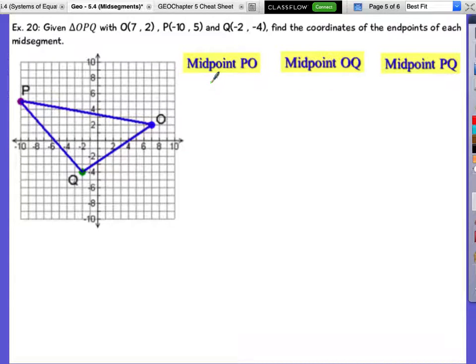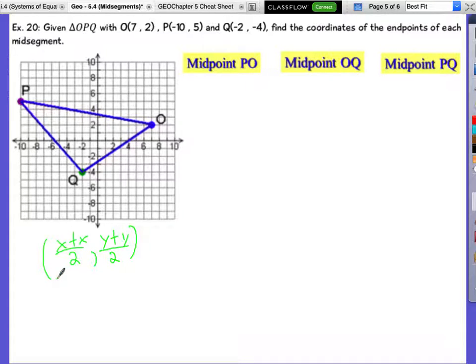What math could we do? Midpoint math. The midpoint will be x plus x divided by 2, and the y value will be y plus y divided by 2. You find the average of the x's and the average of the y's.